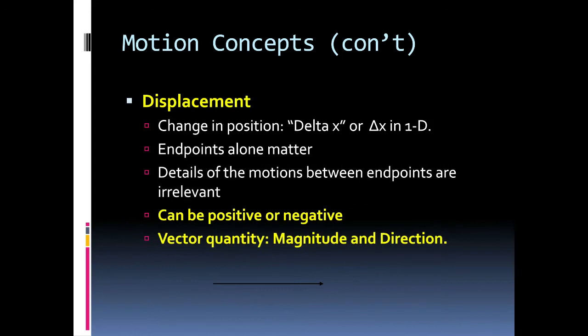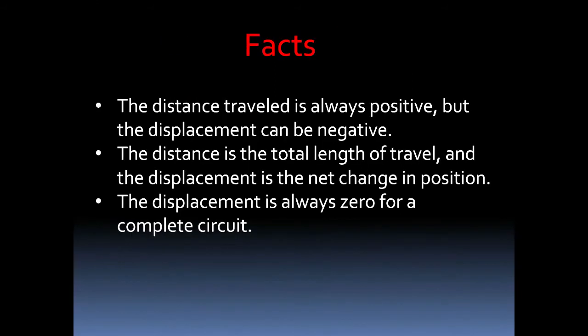So displacement is the change in position, or delta x, or change in x in one dimension. The endpoints alone matter. Details of the motion between the endpoints are irrelevant to this calculation. It can be positive or negative. It is a vector quantity. It has magnitude and direction. You can represent it with an arrow where the length represents the magnitude, and the direction is given by where the little arrowhead is placed. That would be the forward direction. The tail end, where you usually don't put anything, is the opposite direction.